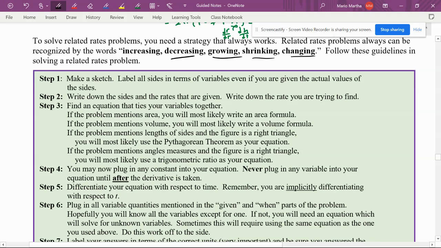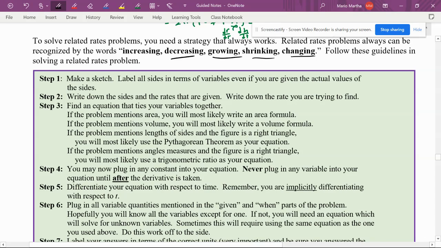So step 1, make a sketch, label all sides in terms of variables, even if you're given the actual values of the sides. Write down the sides and the rates that are given, write down the rate you are trying to find, and then find the equation that ties your variables together.